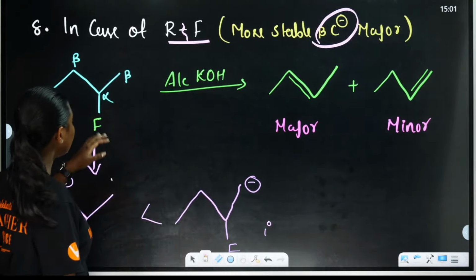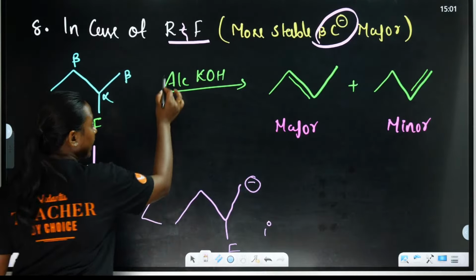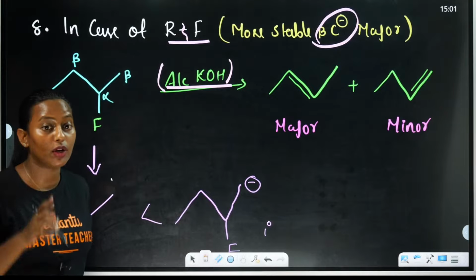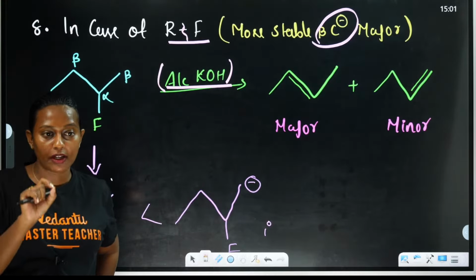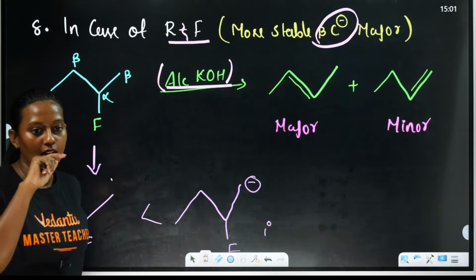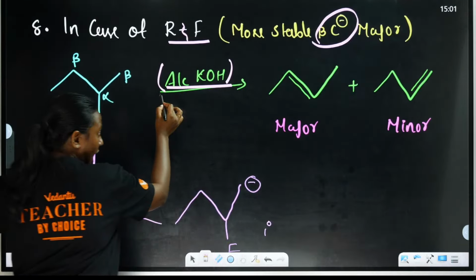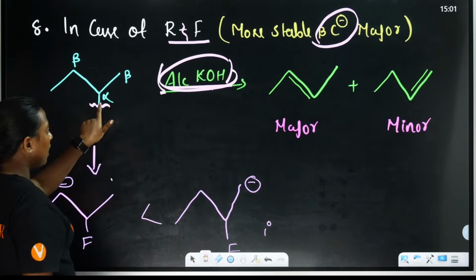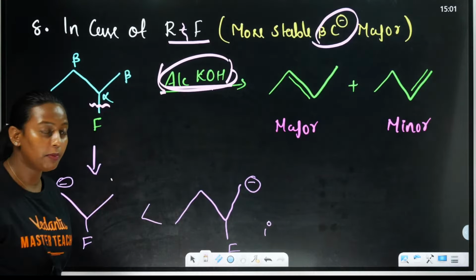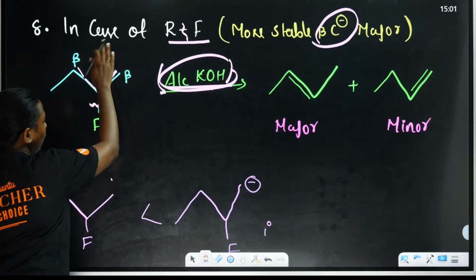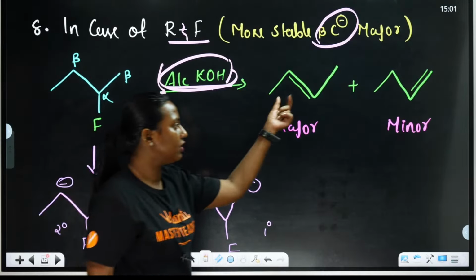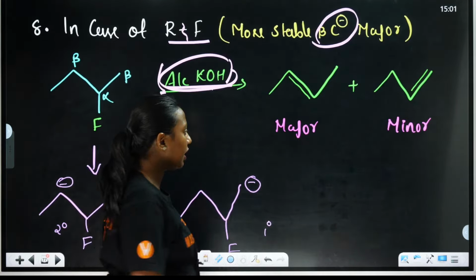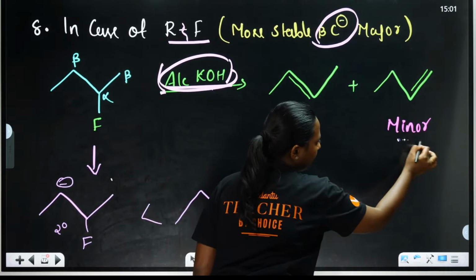Guys, how are you? So here a strong alcoholic KOH has been used. So we should break this. This is alpha, this is beta. Normally at alpha-beta a double bond will come. So there are 2 products. Which one is major, which one is minor? So here the major product is this and the minor product is this one.